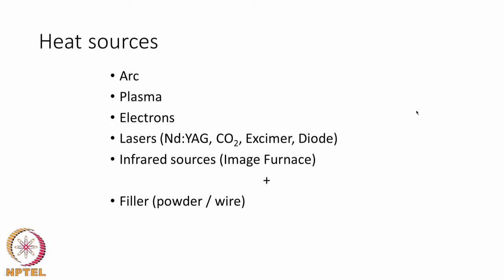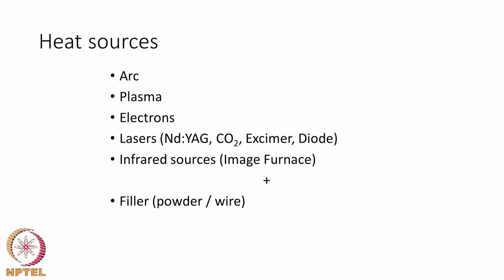So, the heat sources in welding processes, we have already seen a list of welding processes in the previous lesson, and we are only going to take out the heat source alone for the purpose of this lesson, and there are a lot of heat sources that we are going to look at. The most important heat source would be the electric arc, and then we also have plasma as a heat source, and electrons as a heat source, for example, in the case of electron beam welding. And then lasers, different types of lasers act as a heat source, and we have generally observed in industrial environments Nd:YAG laser, carbon dioxide laser, excimer laser, etc. And sometimes we also have infrared sources as heat sources.